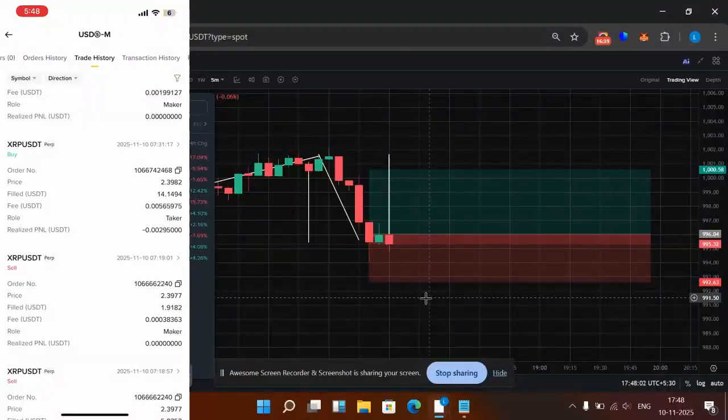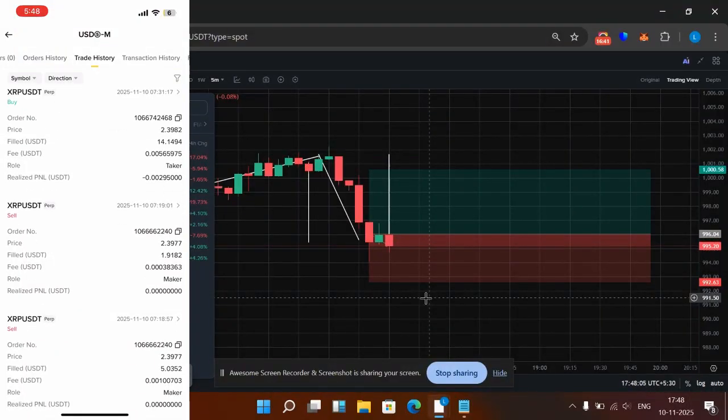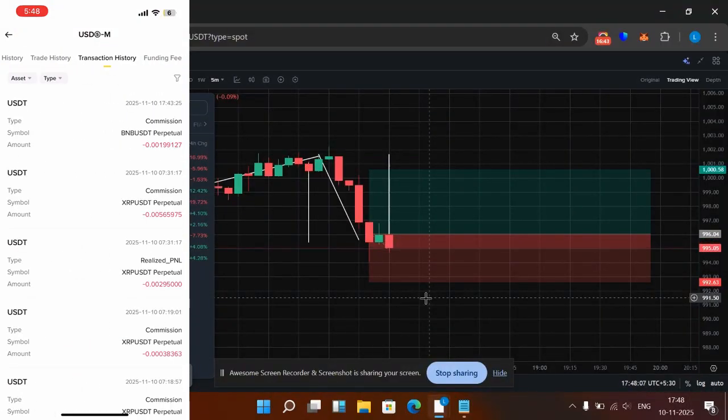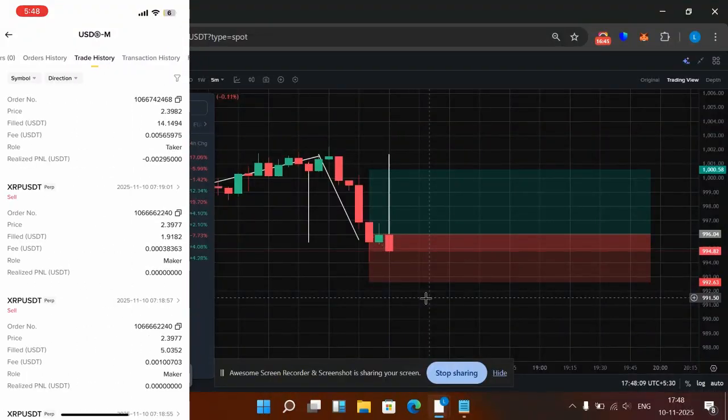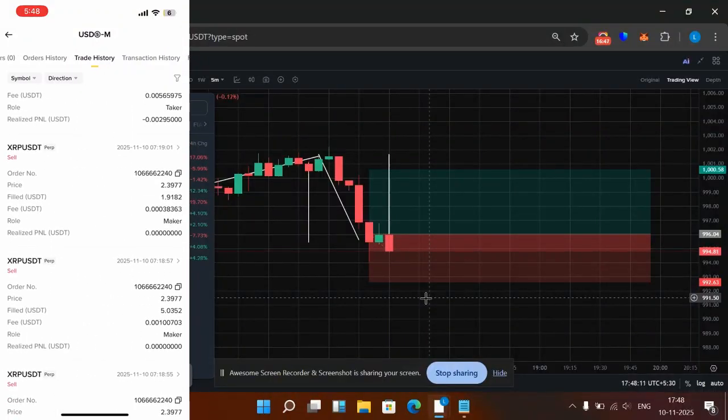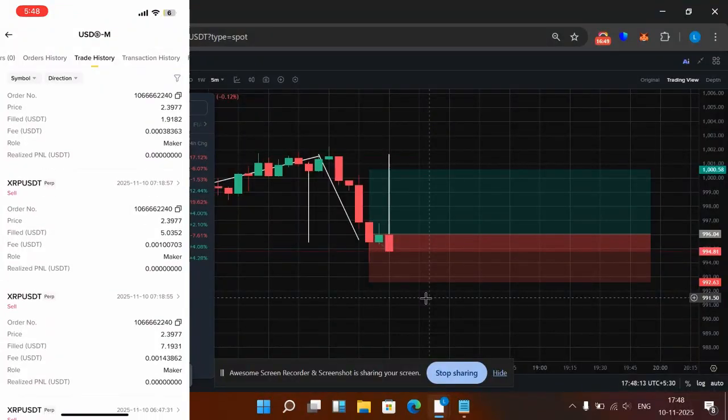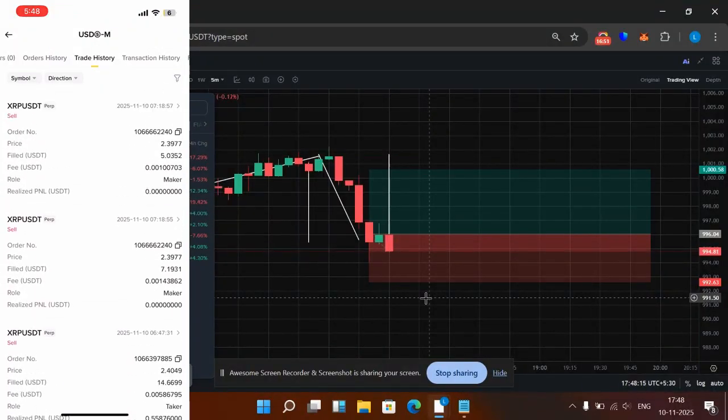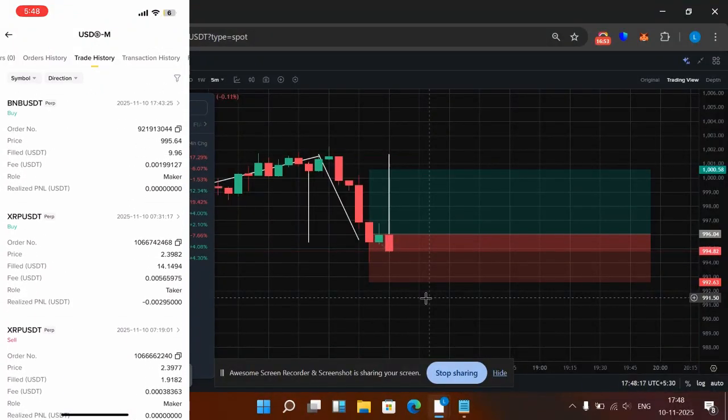Okay, let's look at our assets. Let's look at our unrealized interest, which is minus, we are going in loss. But let's wait and hope for the best. Till then, I can show you guys my trade. In the morning today, I traded and I got 200-something interest.